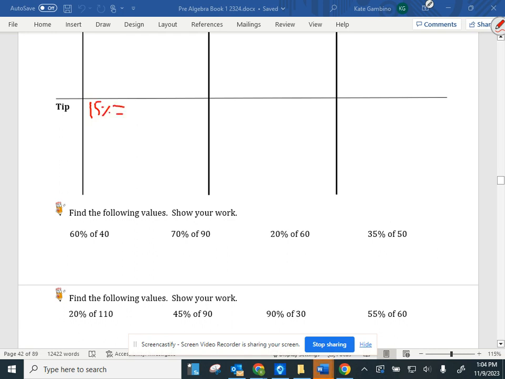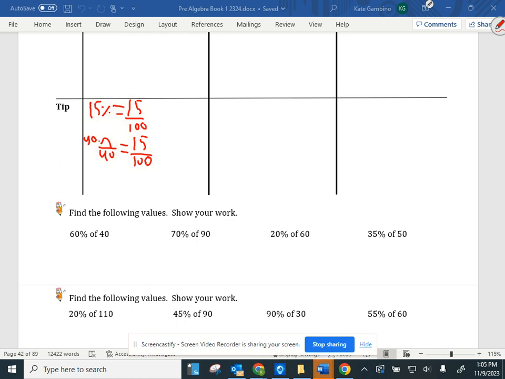Yep, we had a 15% tip we wanted to leave. 15% is 15 over 100. So we want to know how much is that percent going to be, what money out of the $40? What should that percent be? So n over 40 equals that 15 over 100, because we want it to be a 15% tip.